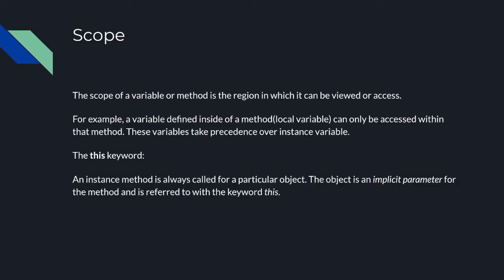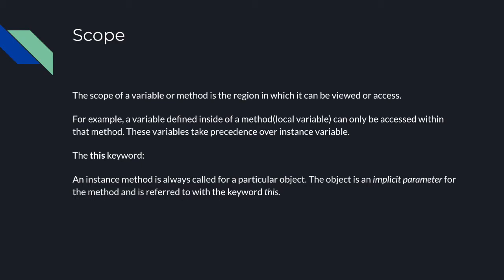The scope of a variable or method is the region in which it can be viewed or accessed. For example, a variable defined inside of a method, which is called a local variable, can only be accessed within that method. These variables take precedence over instance variables.